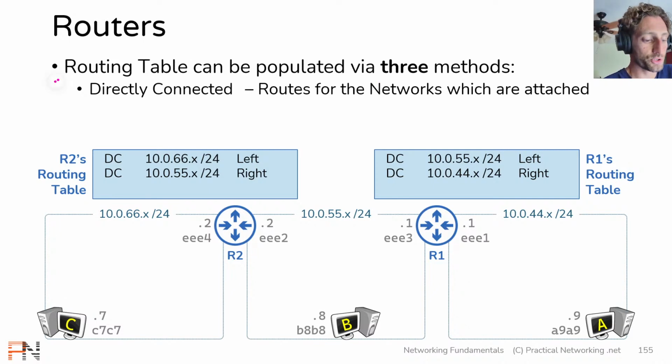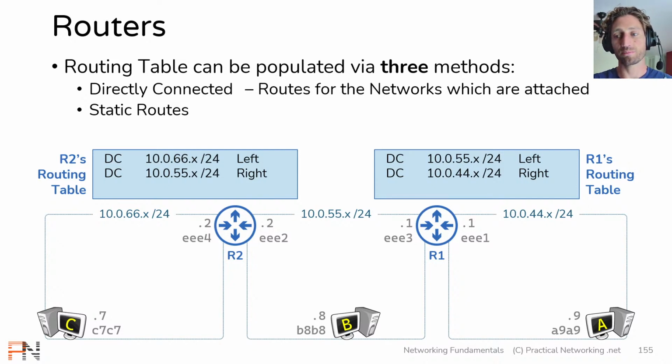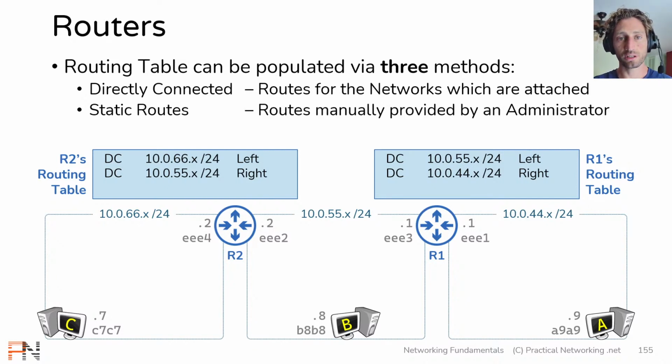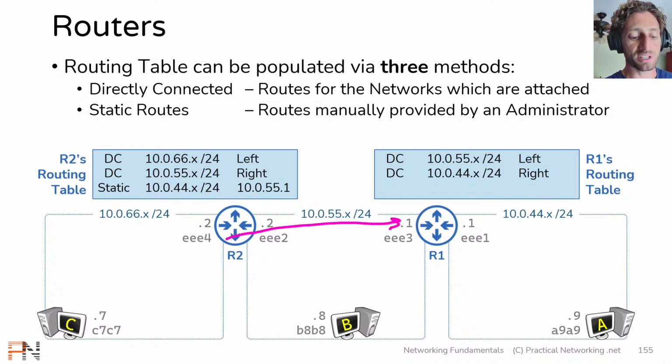So the first method was directly connected. We just talked about it. Next method is static routes. A static route is a router being told by an administrator about the location of a particular network. For instance, I, as a network engineer, can log into router 2 and I can tell router 2, listen, if you want to get to the 10.0.4.4 network, go ahead and send it to this IP address right here, 10.0.5.5.1. Go ahead and send it to R1.